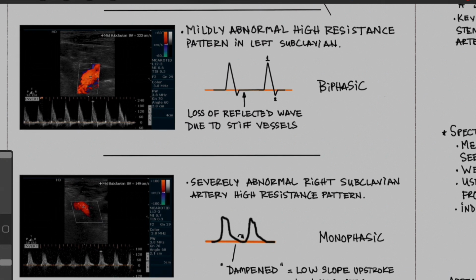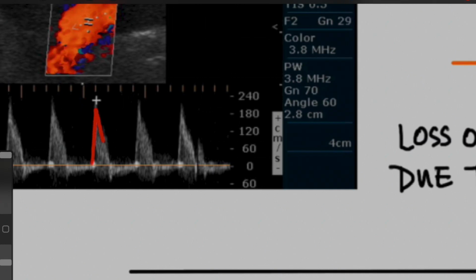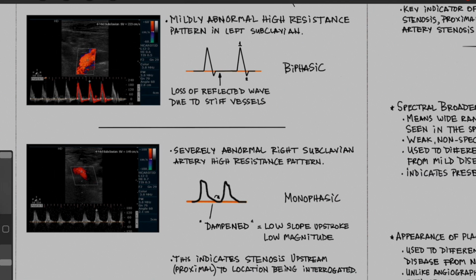Pretty much a biphasic, mildly abnormal high resistance pattern in a left subclavian. We'll zoom in here, and it goes up, and it goes down, and then it doesn't really go back up over the baseline here. Well, there it did a little bit, up here on this side. So this is a biphasic pattern and super non-specific, and I don't really pay attention to that too much clinically, to be honest. There's a loss of the reflected wave due to stiff vessels.